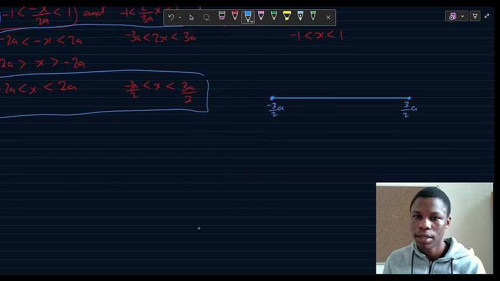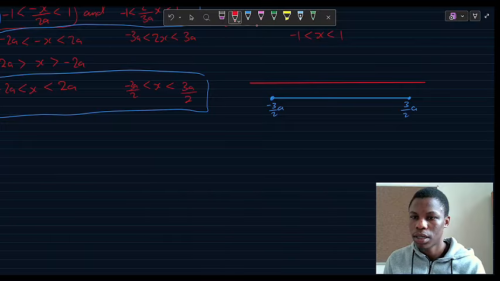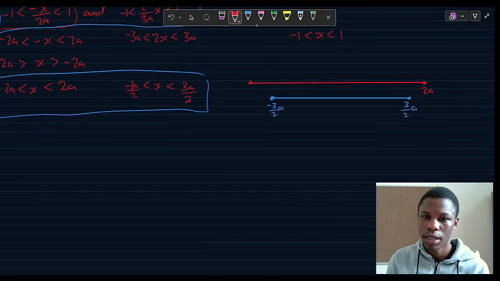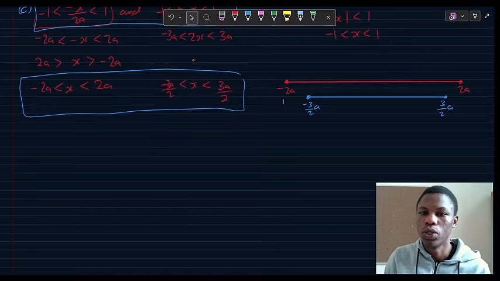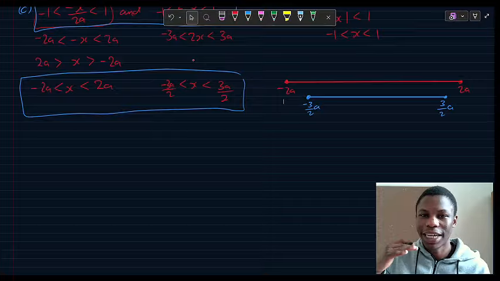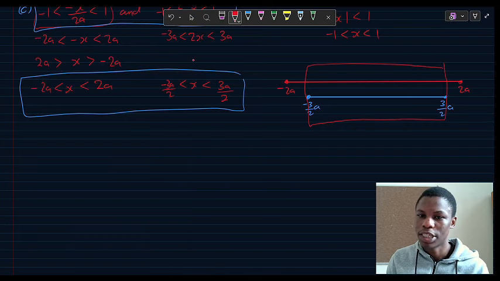If I draw another number line on top and say 3 over 2 is 1.5, so 2a has to be bigger than 3 over 2a, and say that this is negative 2a. So I want both of these inequalities to hold true for my expansions to both be valid. And that's going to be in this region here, when x is between negative 3 over 2a and 3 over 2a.